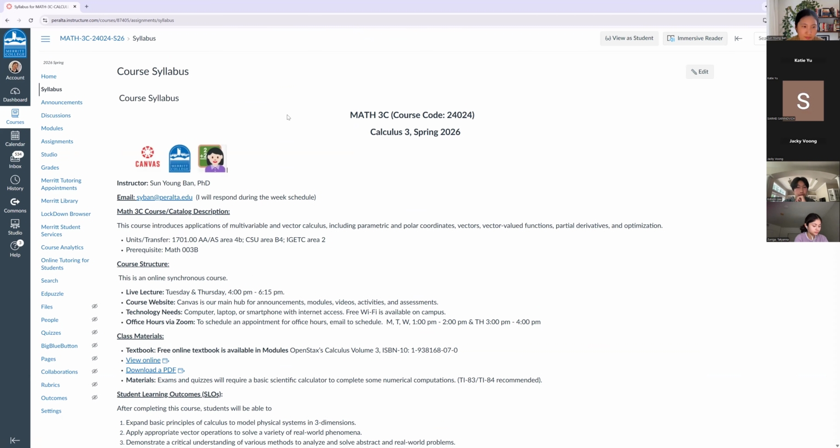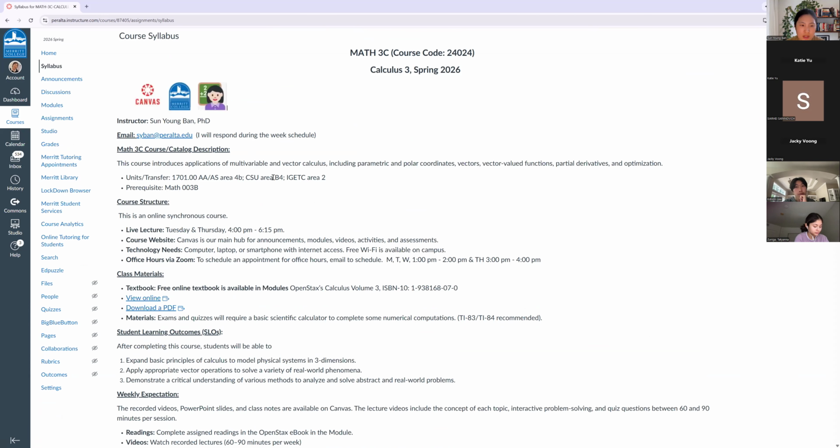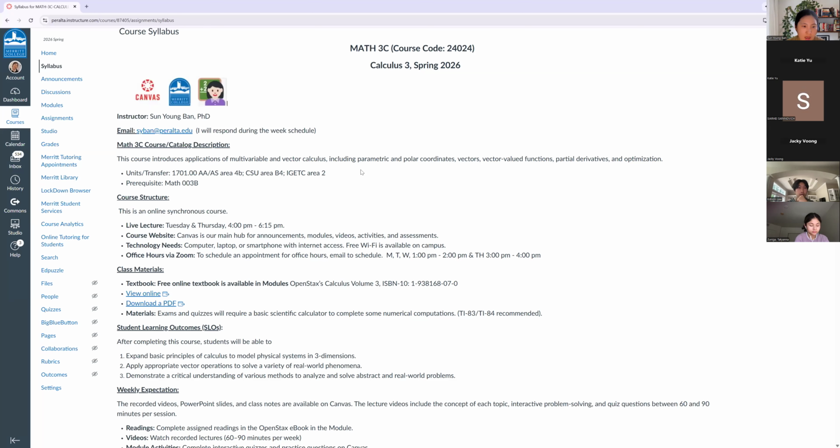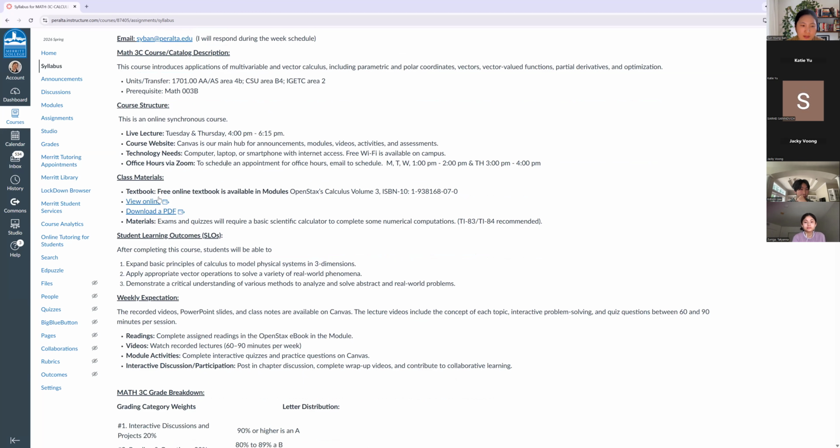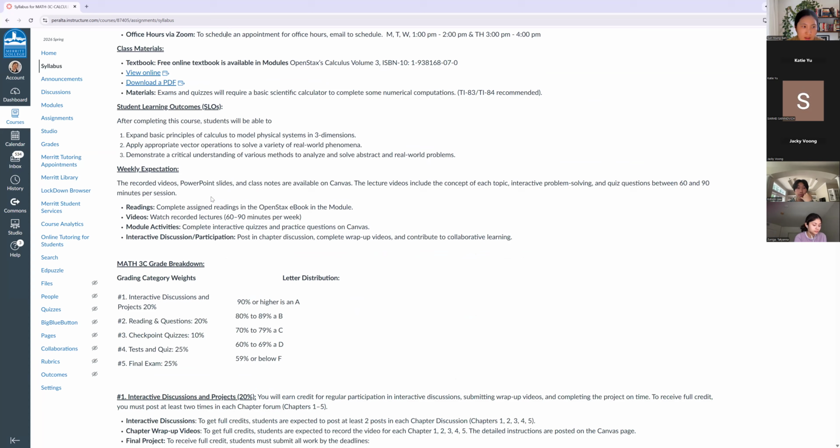Okay, so this is a transferable unit, you can transfer to CSU or UC level. This is Calculus 3 with 5 units. And we have a live lecture Tuesday, Thursday, 4 to 6:15 p.m. And as I mentioned, there's office hour, and we have an online textbook. I will go to module where you can find the online textbook. And let me go to module quickly.